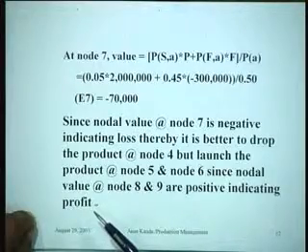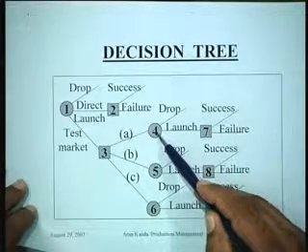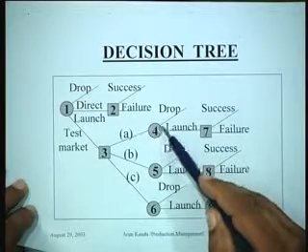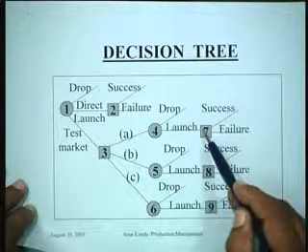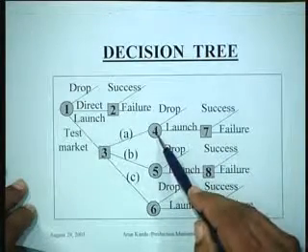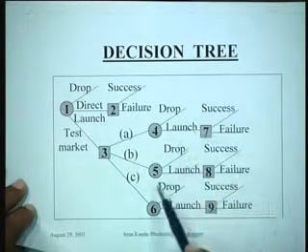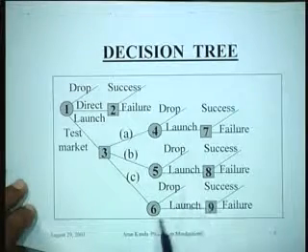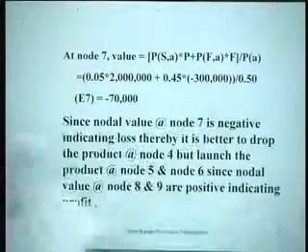I hope this is understood. What we have simply said is the following. The value at node 7 is negative and this drop is zero. So here you have a choice at node 4. A rational decision maker would choose zero as something better than minus 70,000. So he would rather prefer this road rather than going here. So if you happen to be at node 4, the optimal decision for you should be to drop the product rather than launch the product. However, if you happen to be here, it's better to launch the product, because the values for these two are coming out to be positive. That's the logic for this.